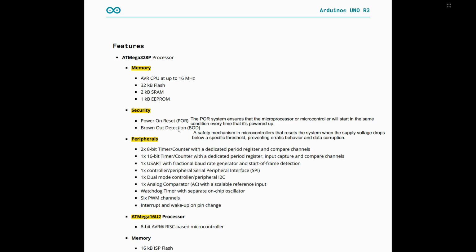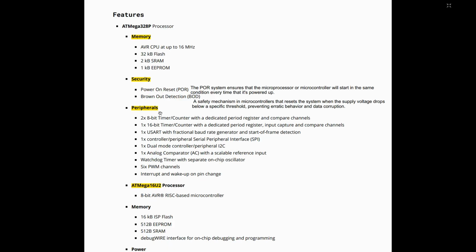The next thing is peripherals. We have two 8-bit timers, one 16-bit timer, one USART, one SPI, one dual-mode controller like I2C, one analog comparator with a scalable reference input, watchdog timers, 6 PWM channels, and interrupt and wake-up on pin change. So these are the peripherals provided in this ATmega328P that is used in the Arduino Uno development board.